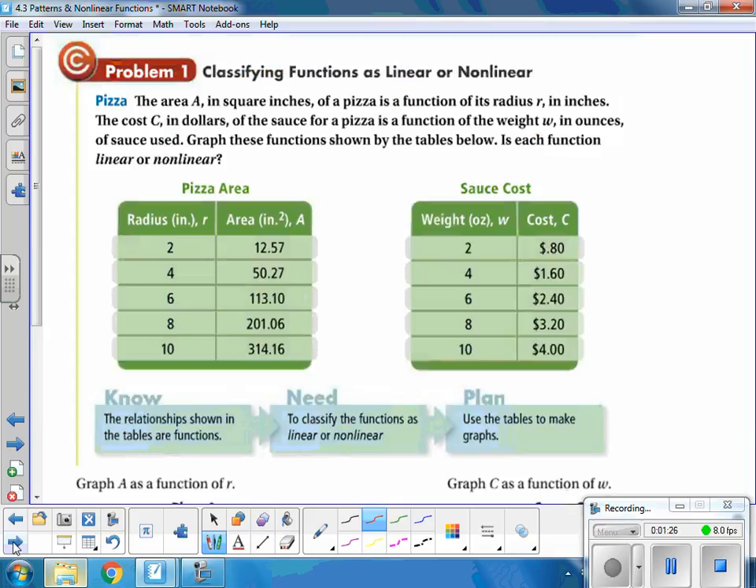So let's try this out. Classifying functions as linear or nonlinear. Okay, so here's two situations, or one situation with two things happening here, and we're going to take a look and see what we can determine if something is linear or nonlinear.